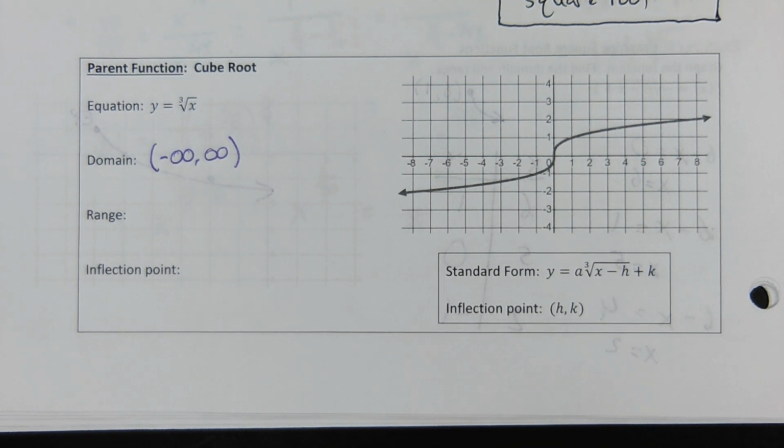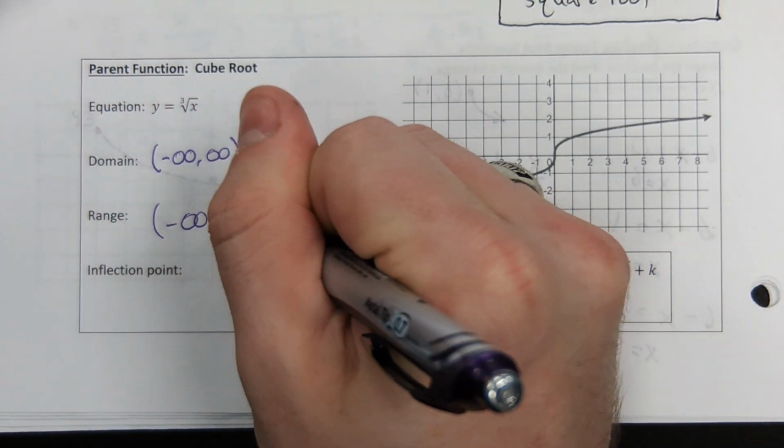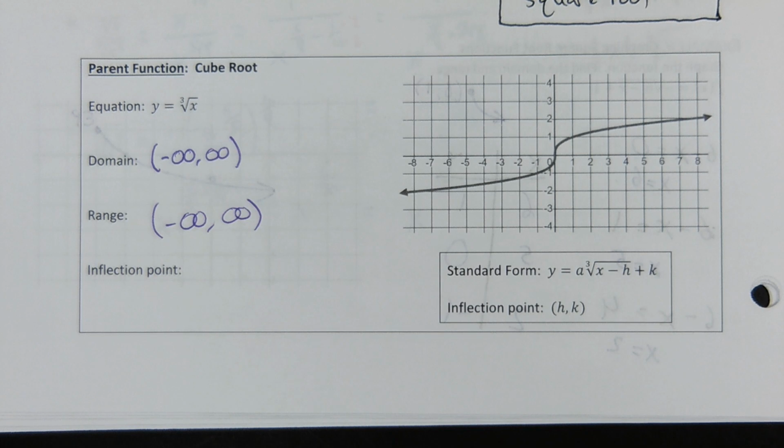And since it can go forever left and right, and your cube roots just get bigger and bigger, or more negative, more negative, its range is also all real numbers. So it's true, like, always? It's always, all cube roots, they exist everywhere on the graph.